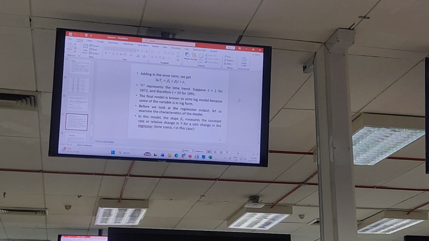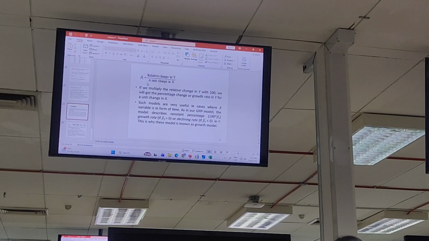The final model is known as a semi-log model because some variable is in log form. Before we look at the regression output, let us examine the characteristics of the model. In this model, the slope beta 1 measures the constant rate or relative change in y for a unit change in the regressor. The regressor in this case is the time trend. So beta 1 represents the relative change in y per unit change in x.